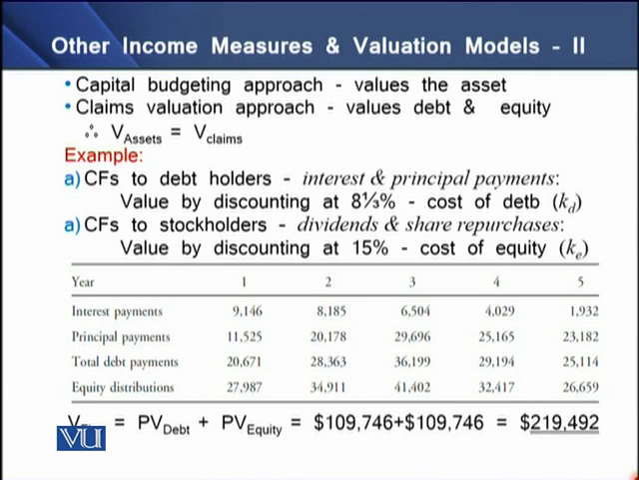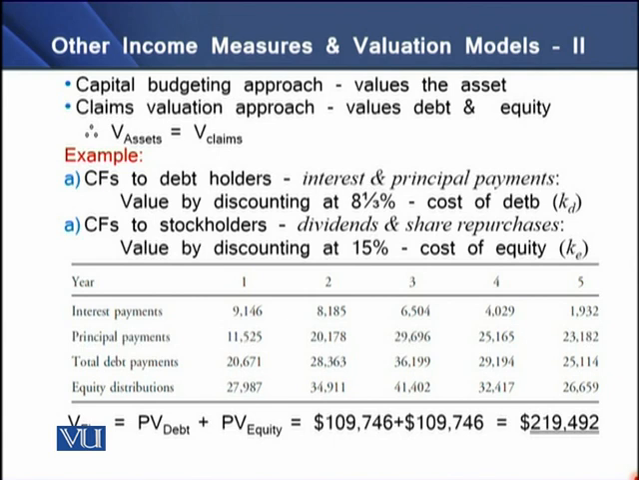To understand this phenomenon, we have an example where we have cash flows for the debt holders and cash flows for the stockholders. For cash flows to the debt holders, we have two types of cash flows: interest and principal payments, and we need to discount these cash flows at the cost of debt, that is 8.33%, to determine the value. For the stockholders' cash flows, we have the cash flows in terms of dividends and share repurchase. These two cash flows will be discounted at the cost of equity, which is 15%.